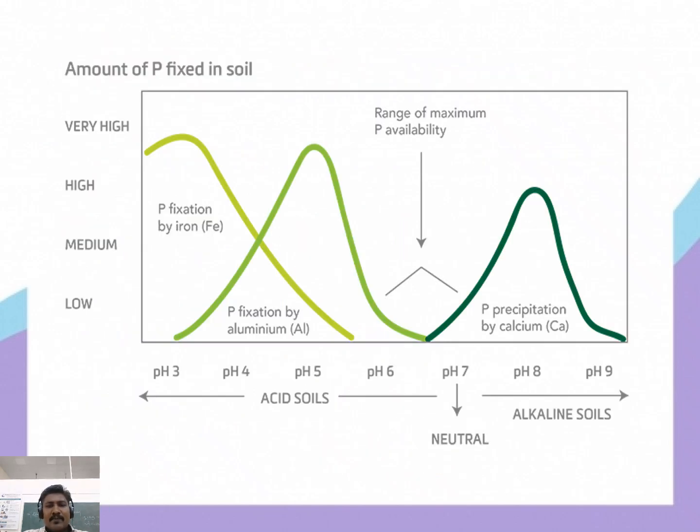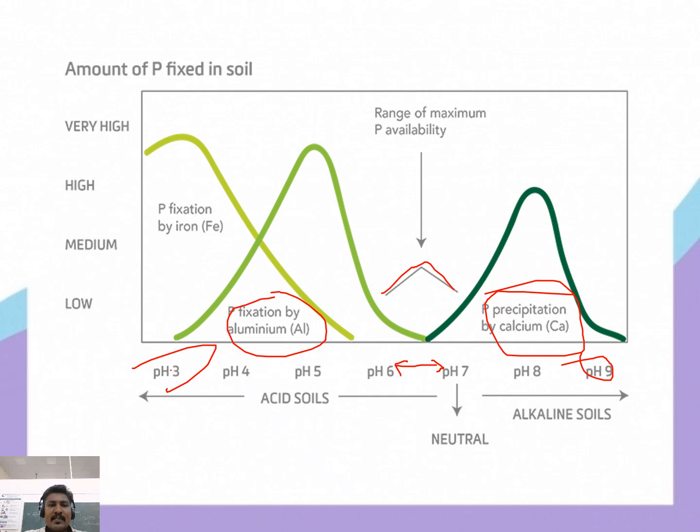You can see the relationship between the availability of phosphorus and the pH. So pH starts from 3 to 9. Here you can see this zone, pH 6.5 to 7.5, is the maximum zone of phosphorus availability. When it reaches either side, acid or alkaline, precipitation and fixation will take place, because phosphorus fixation is very, very high in this region, like pH 3, pH 4. When the pH increases slightly, it shows a declining trend. It is very, very important.